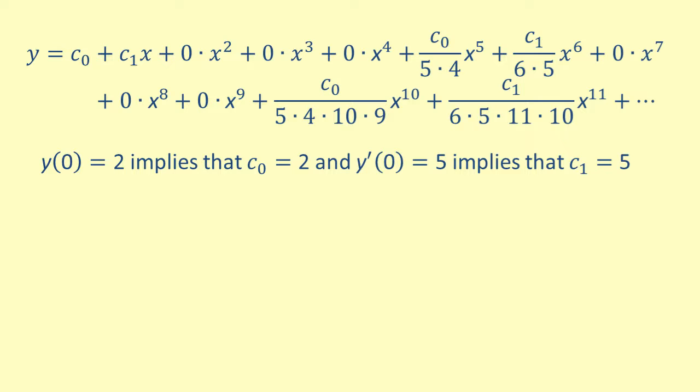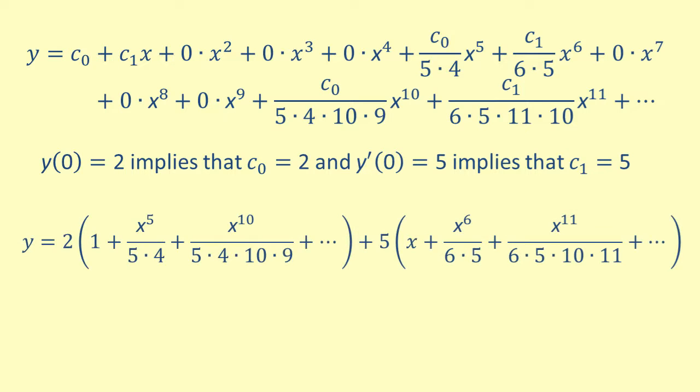Substituting these into y and factoring, we find that y is equal to 2 times (1 plus x to the 5th over 5 times 4 plus x to the 10th over 5 times 4 times 10 times 9, and so on), plus 5 times (x plus x to the 6th over 6 times 5 plus x to the 11th over 6 times 5 times 10 times 11, and so on).